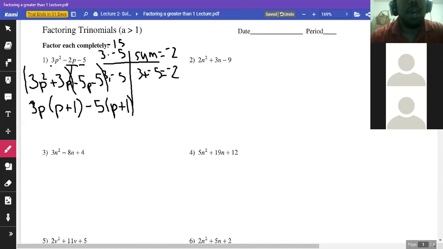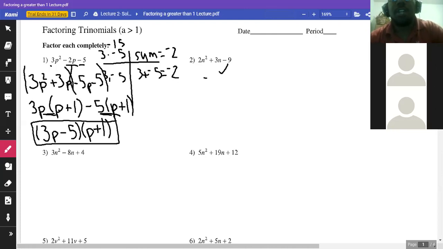So notice that I essentially have 3P times P plus 1 over here, and then -5 times P plus 1 over here. So the last thing I'm going to do is join those two together. So 3P minus 5 times P plus 1. And I'm done.